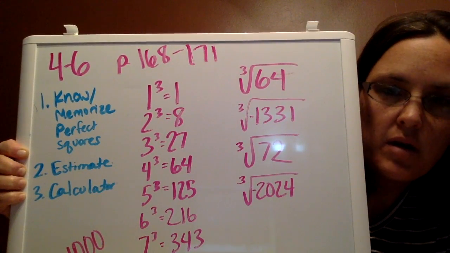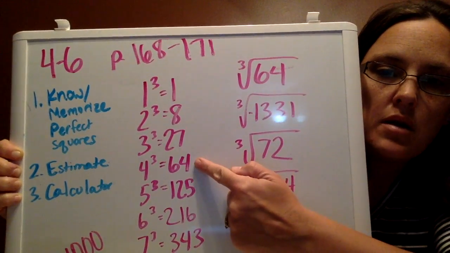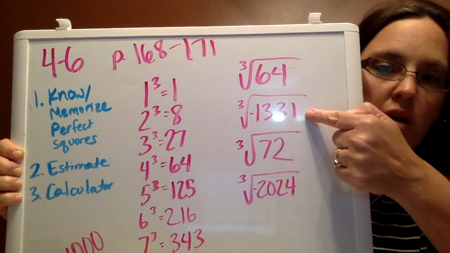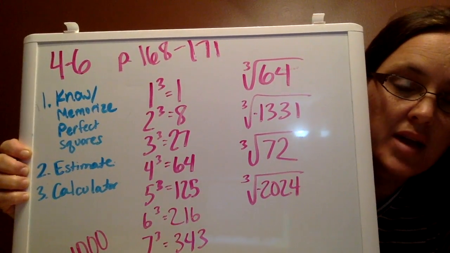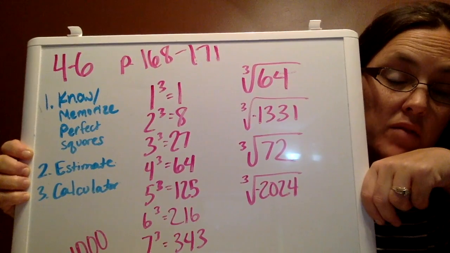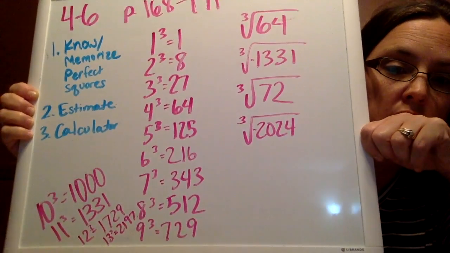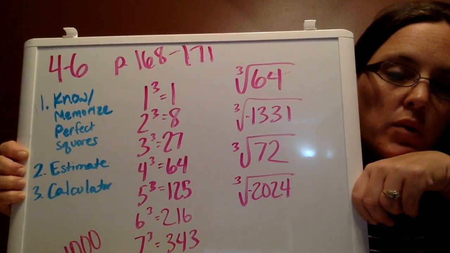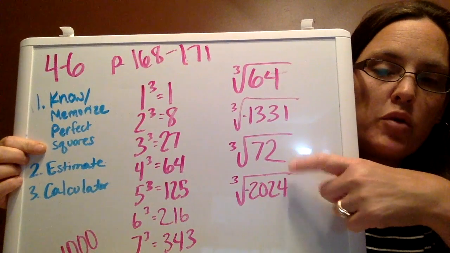The first two up there are perfect cubes. The cube root of 64 is 4. And for the cube root of negative 1,331, notice we do have a negative underneath the radical sign because a negative times a negative times a negative is a negative. So the cube root of negative 1,331 is negative 11. You see it down there in the corner? 11 cubed is 1,331.